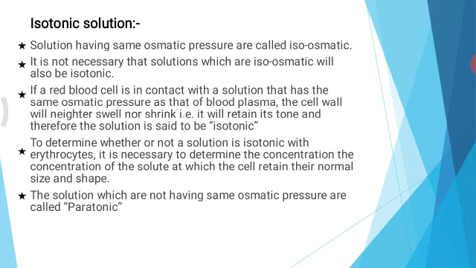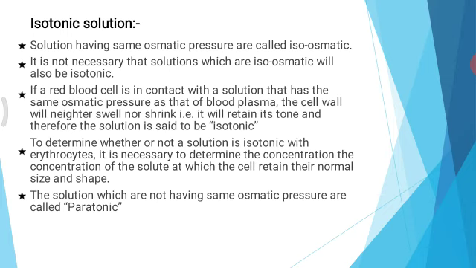To determine whether or not a solution is isotonic with erythrocytes, it is necessary to determine the concentration of the solute at which the cells retain their normal size and shape. The parenteral solutions and ophthalmic solutions need adjustment to isoosmosity and isotonicity. The solutions which do not have the same osmotic pressure are called paratonic.